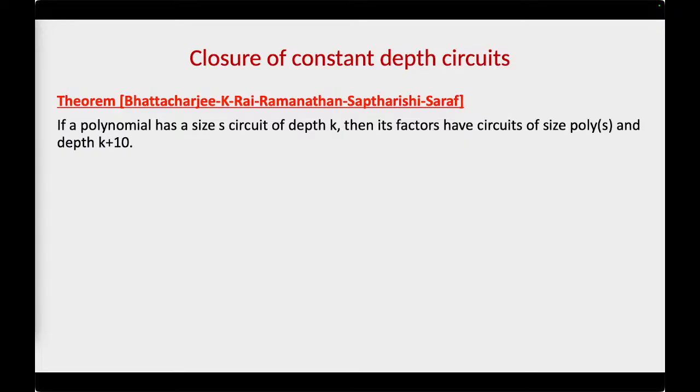So the statement was, if a polynomial has a size s circuit of depth k, then its factors have circuits of size poly(s) and depth k plus a constant. The proof is in three main phases. Roughly, in the first phase, we'll do some pre-processing on the input. We'll make it look nice, have some nice properties, without destroying the circuit structure too much.